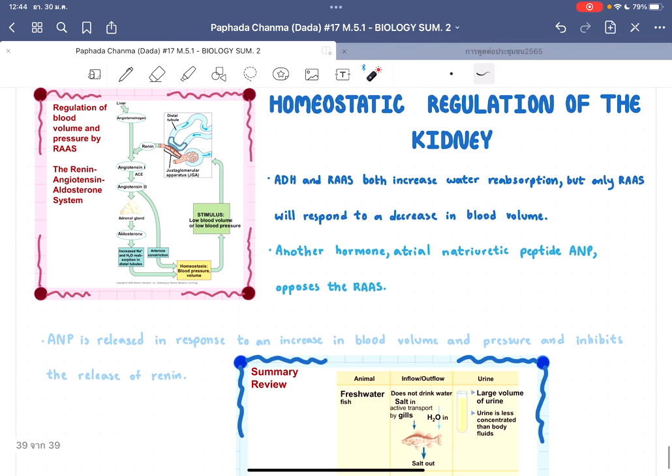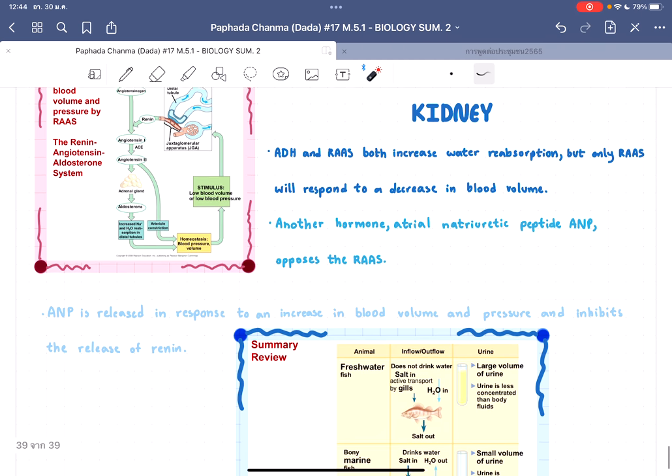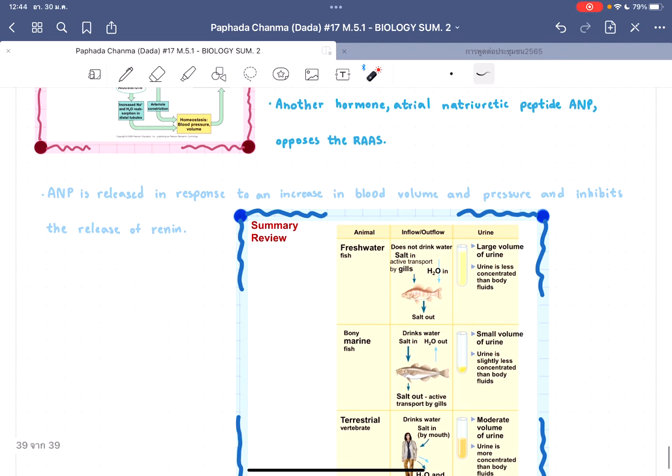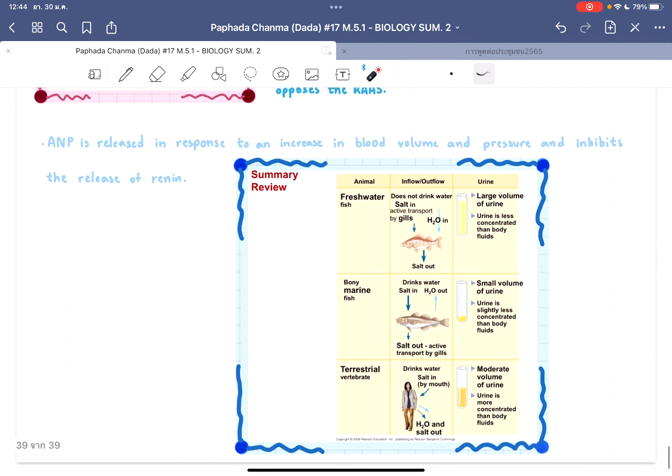Homeostatic regulation of the kidney. ADH and RAAS both increase water reabsorption, but only RAAS responds to a decrease in blood volume. Another hormone, atrial natriuretic peptide, ANP, opposes the RAAS. ANP is released in response to an increase in blood volume and pressure and inhibits the release of renin.